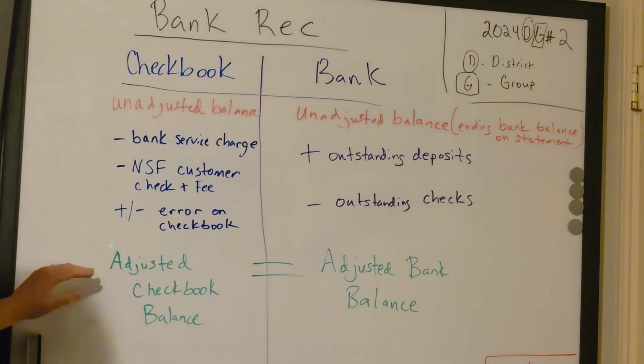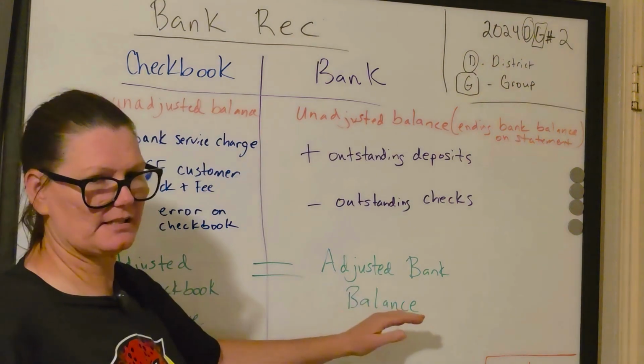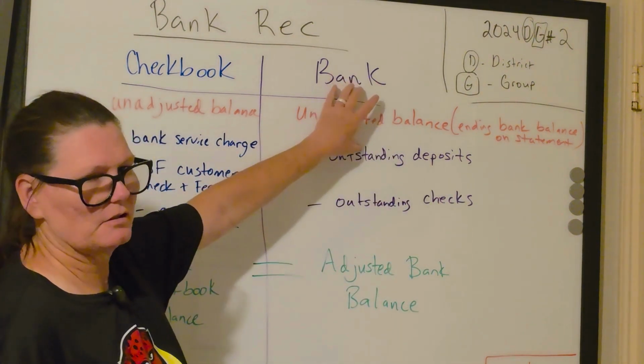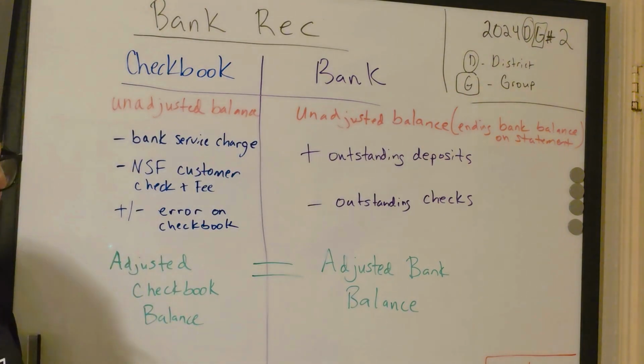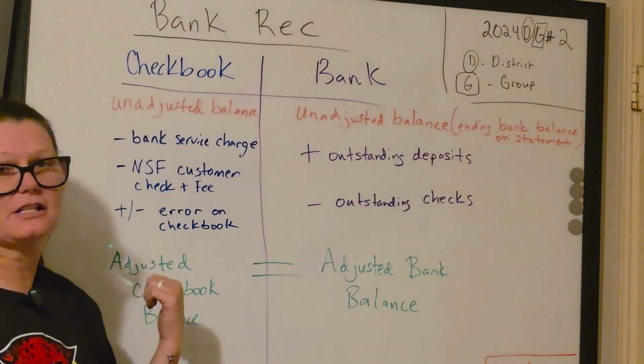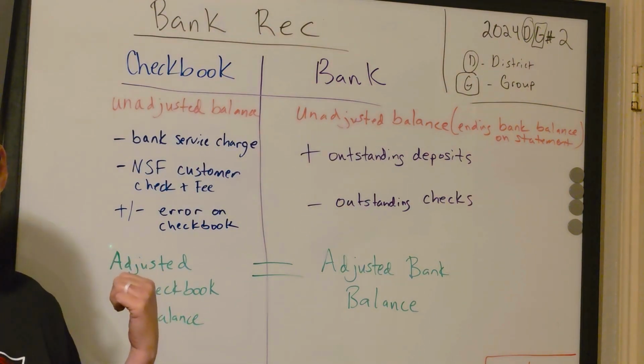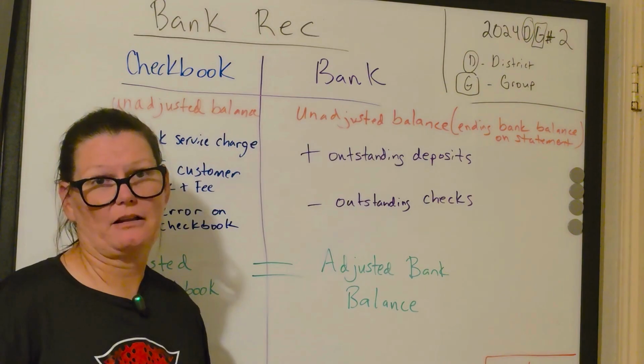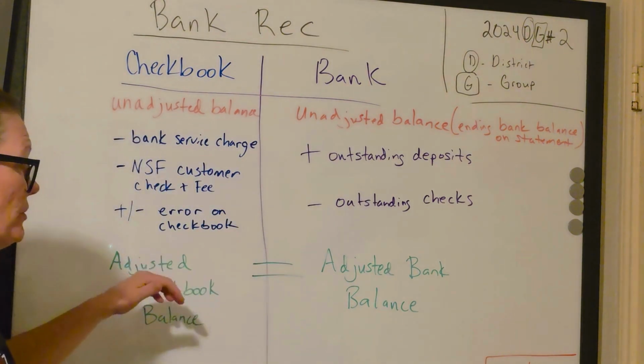And then you know this number has to always be the same over here, and then you work backwards to get this. A lot of times with her questions, there may be 2 questions on the test, and she might ask, what's the adjusted checkbook balance? And then she may ask, what's the unadjusted bank balance? And that's usually what you have to do.